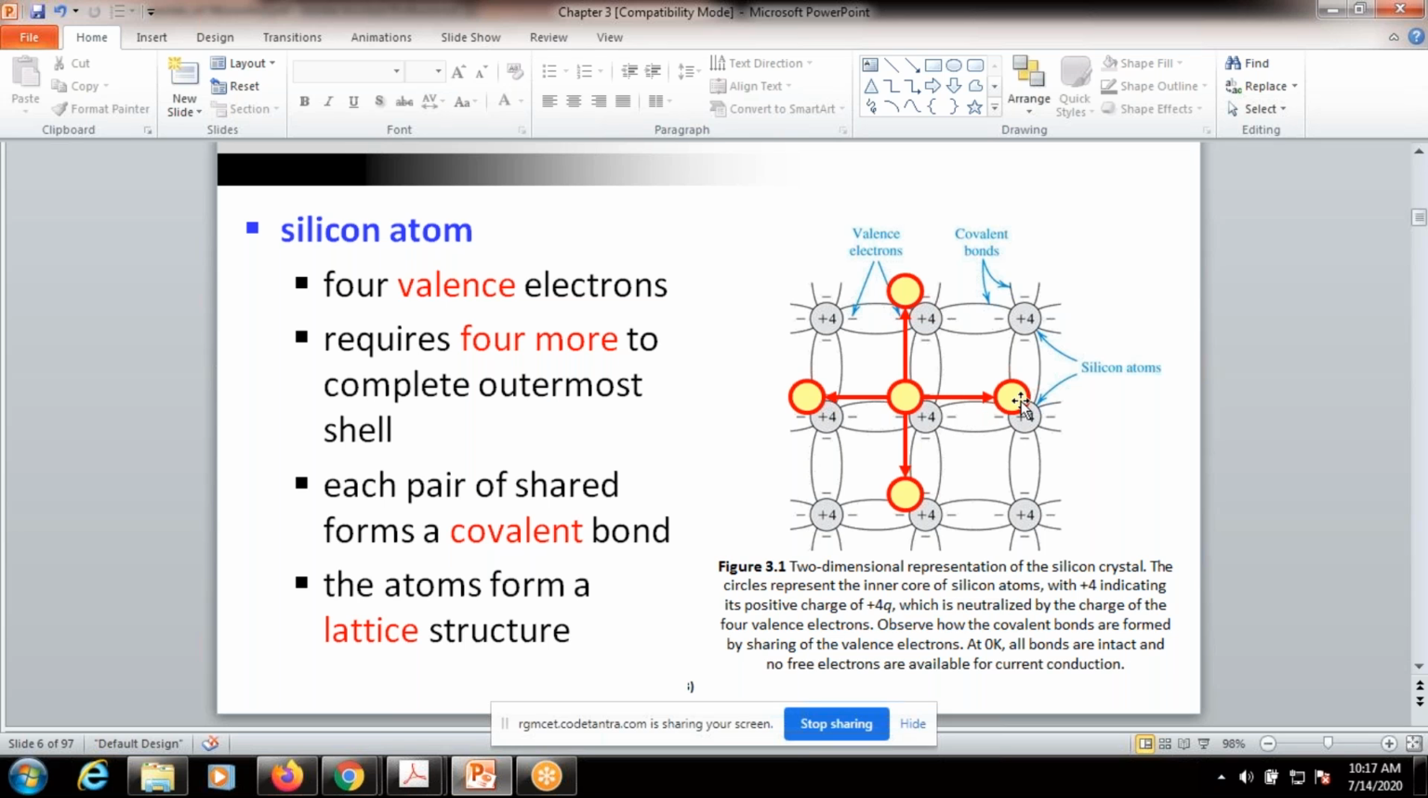Observe the 4 directions. The middle silicon atom forms 4 strong covalent bonds. This type of structure is called a lattice. The atoms form a lattice structure. This type of arrangement is called a lattice structure.